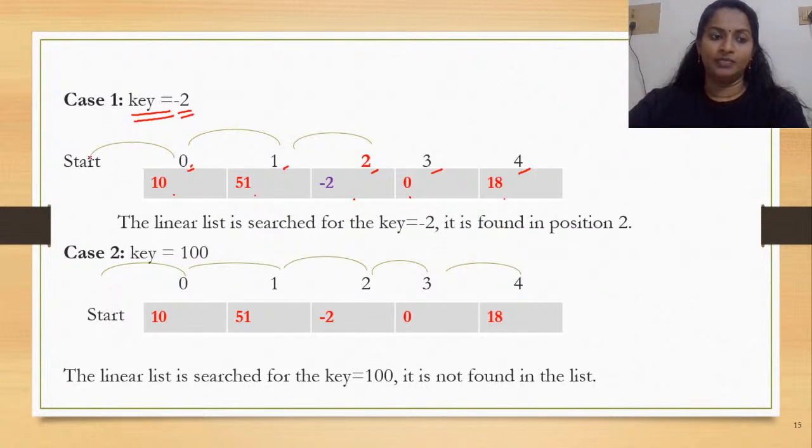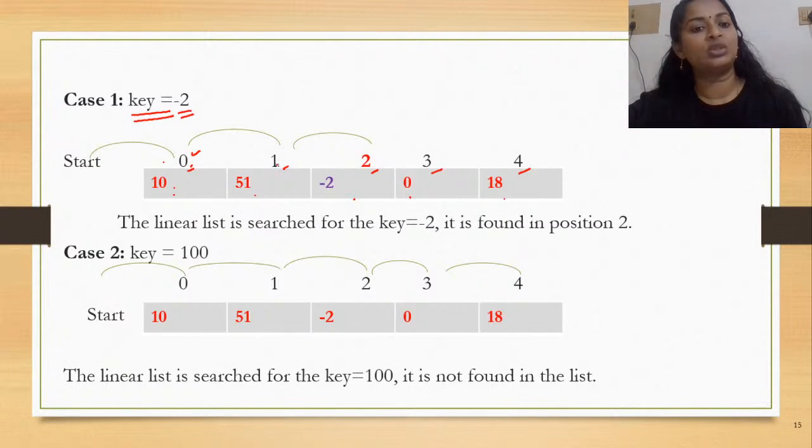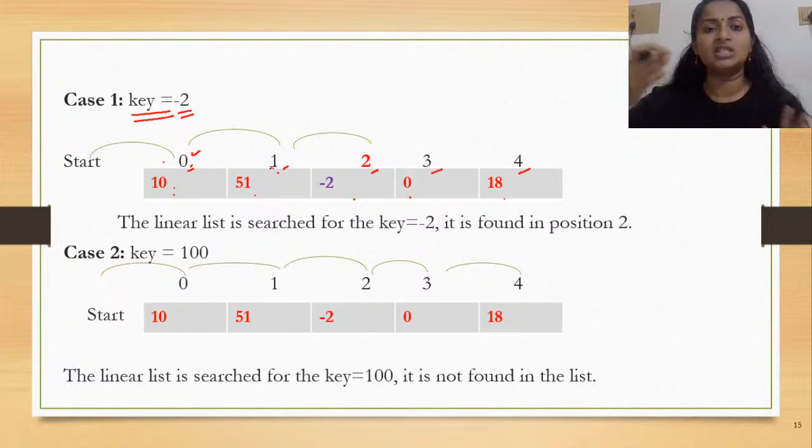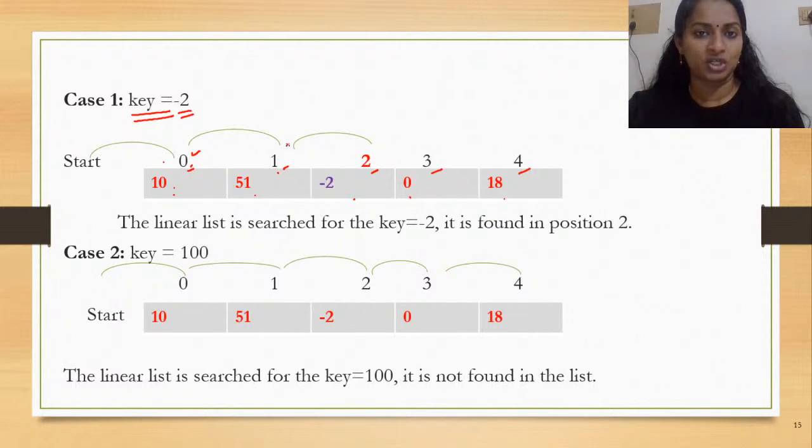So you start from the starting position, then first visit the index value 0. Now which is the element present at position value 0? The value is 10, right? So you check whether these two values are equal. You find that it is not equal. So that means -2 is not present in the very first index. Now you need to travel to the next index. So how do you progress? Just increment your position value. Is the idea clear? Just increment the index or your position value to visit the next location.